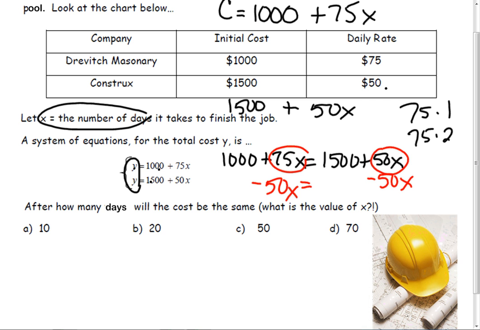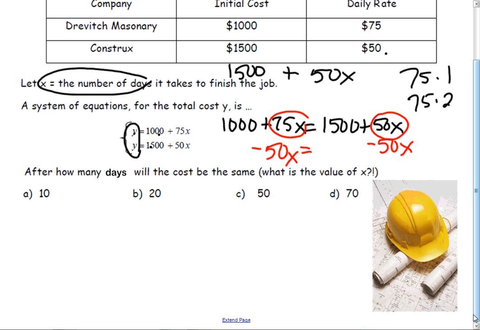Ted, what do I get? So you should be a little bit ahead of me. You should write that down, that they're equal. 25x. 1,000 plus 25x equals 1,500 plus 0. Okay, so we get 1,000, and I don't care if you use a calculator.